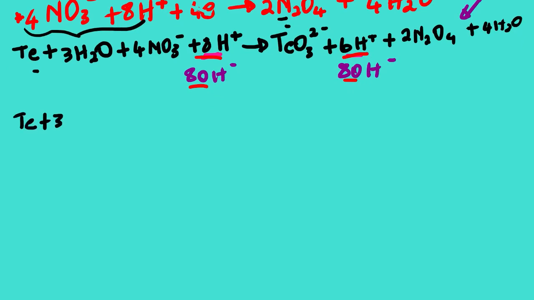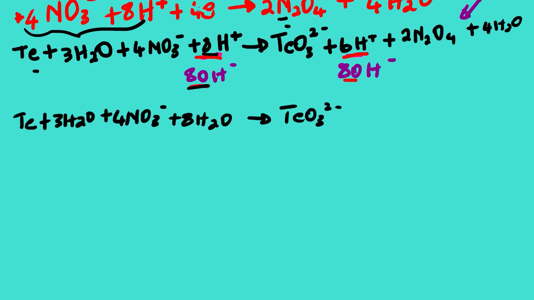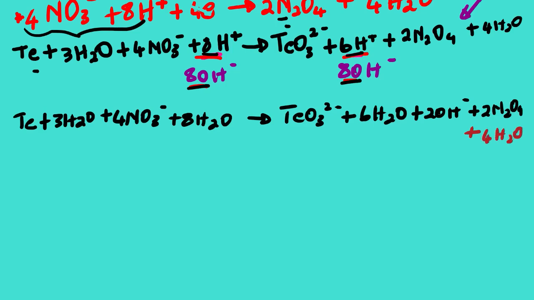We have Te plus 3H2O plus 4NO3 minus, then this 8OH minus reacting with this will give us 8H2O. Then we have TeO3 2 minus plus 6 of this will react with this, then we're going to have 6H2O and then 2OH minus in excess plus 2N2O4. I'll just write it here, plus 4H2O.